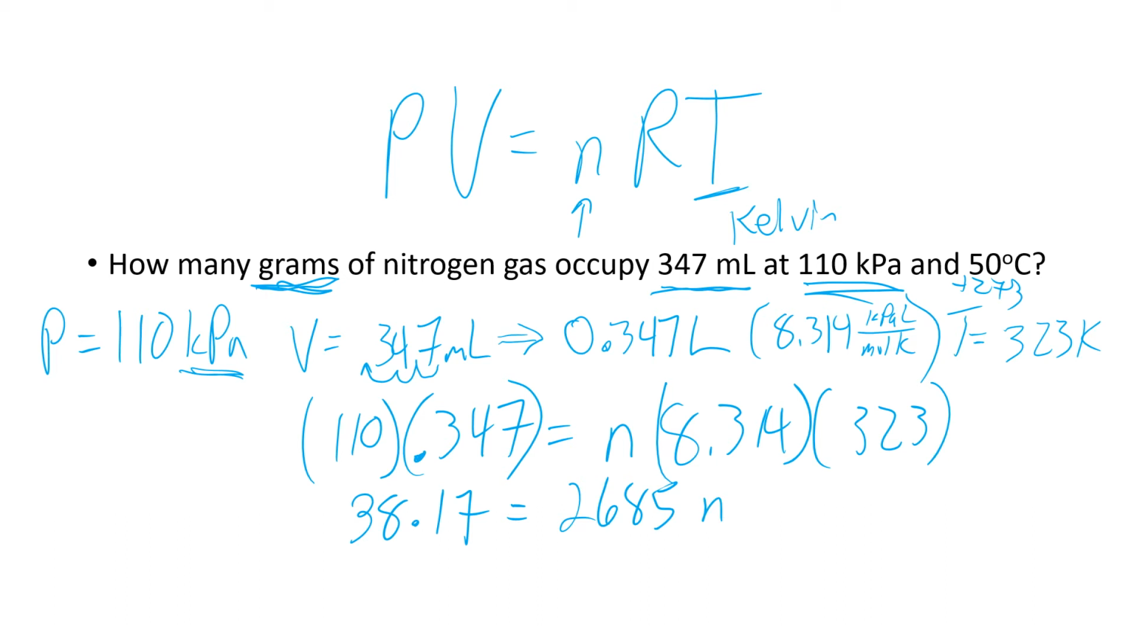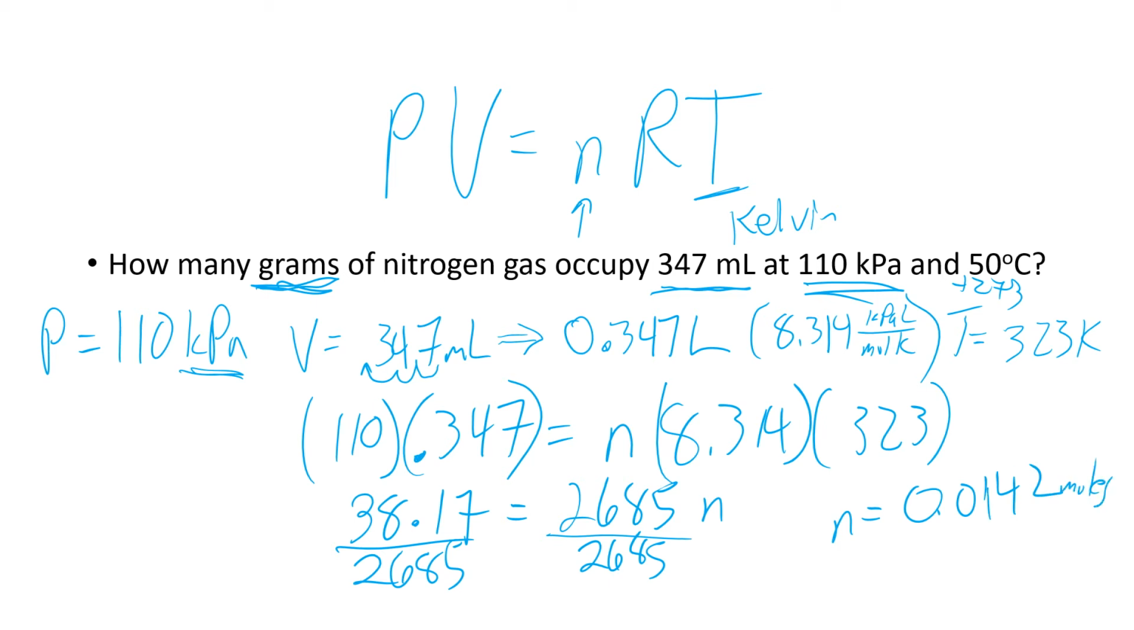And then n is what we're looking for. So we want to isolate that n, so we have to divide both sides by 2685. And remember, n is going to give you our moles. So when we solve for that, 38.17 divided by 2685, we get 0.0142. And those are the moles.